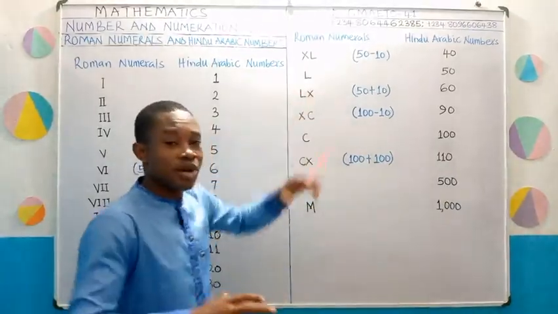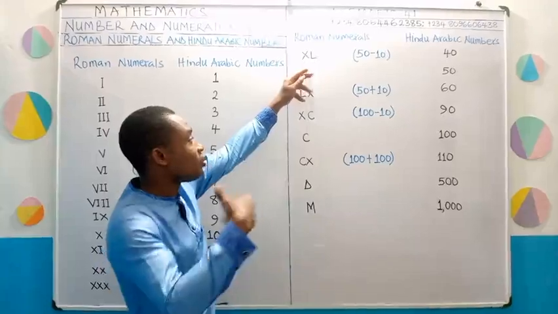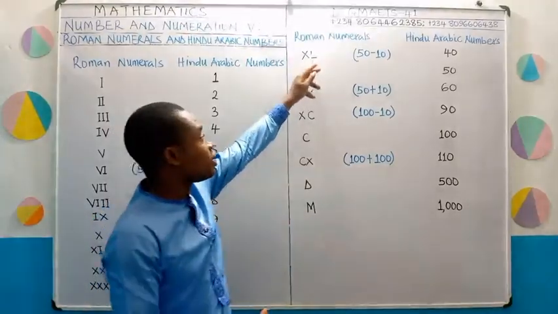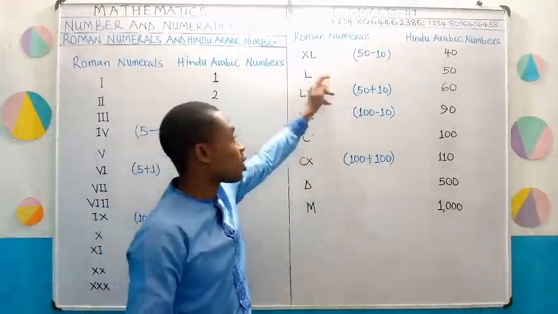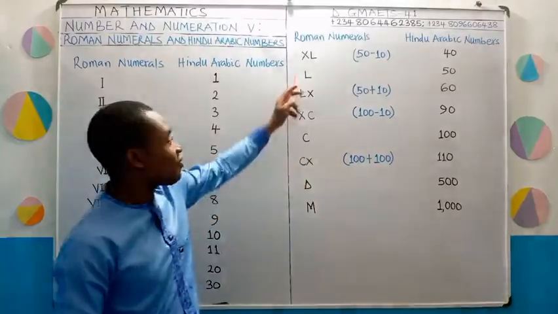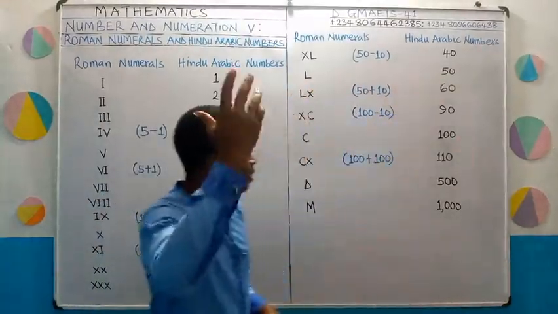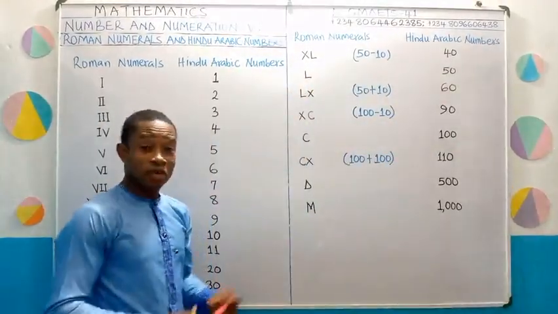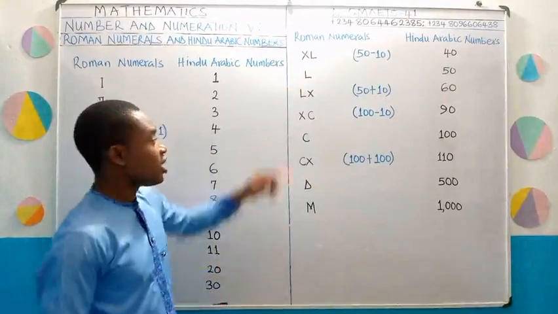Two different numerals, a smaller numeral coming before the bigger one. So it's going to be this bigger one, 50, minus the smaller one, 10. And that gives us 40 there. Continuing, you have L. L is 50. We've made that before. Okay, the fundamental principle of Roman numerals.